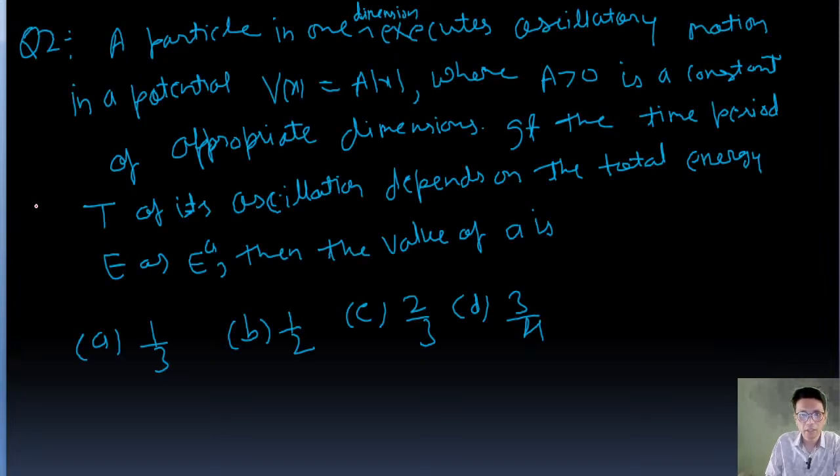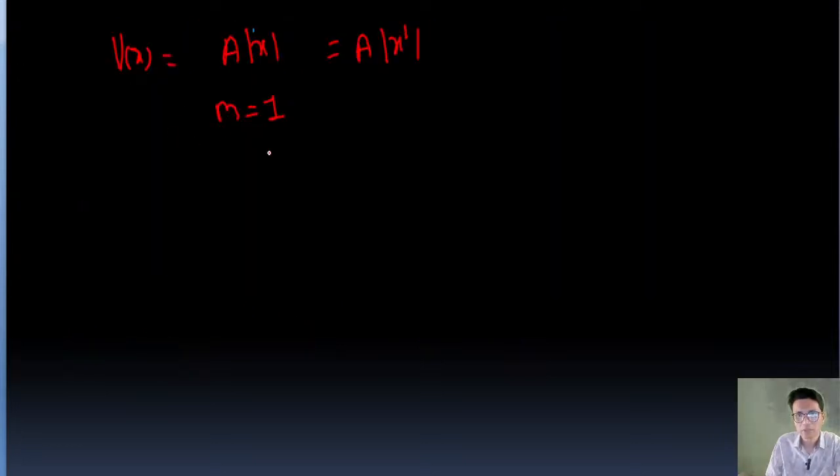So here we have to find the following. If the time period T of its oscillation depends on the total energy, then we have to find the dependency relation between E and the time period T, and then we need to find the value of A. Simple. There's a trick, because m equal to 1.